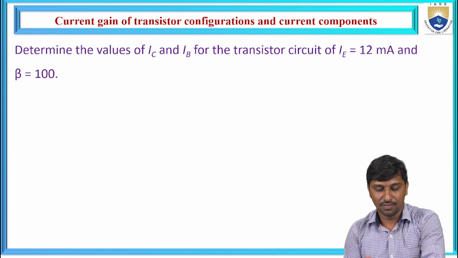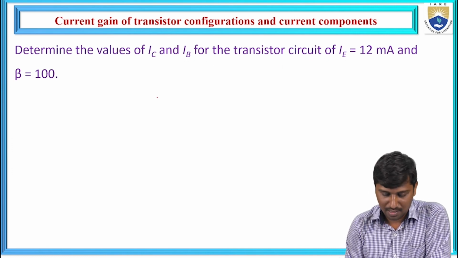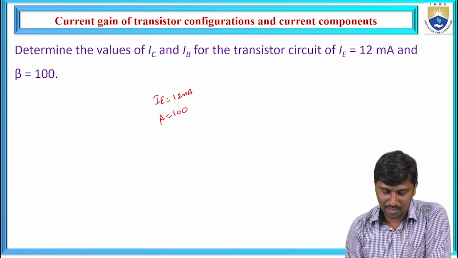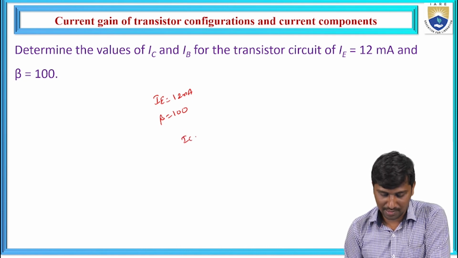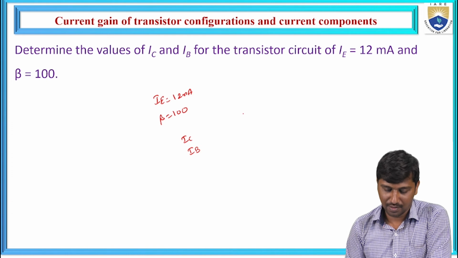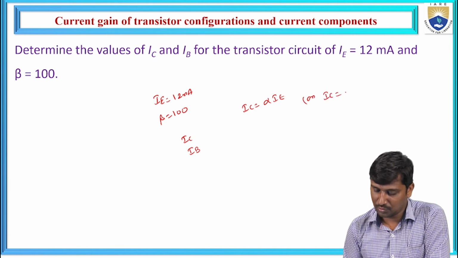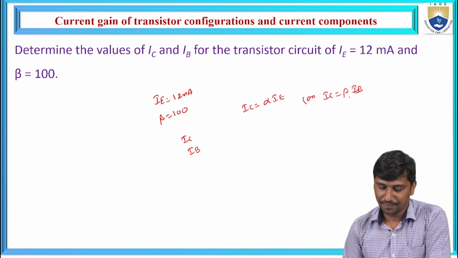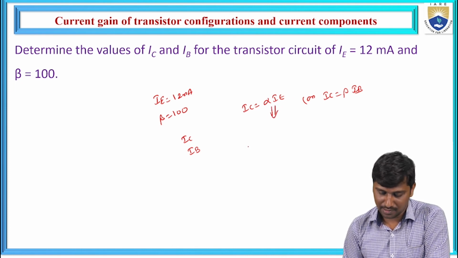Now determine the values of IC and IB for the transistor circuit, that is, IE is 12 milliamperes and the beta is 100. For this case, first we need to calculate IC and IB. Generally we know that IC is equal to alpha times IE, or IC is equal to beta times IB. But here there is no IB value, so I use this mathematical relation: IC is equal to alpha times IE.